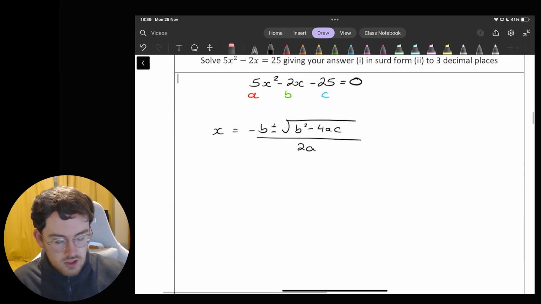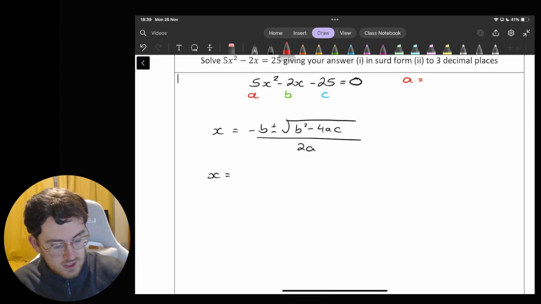So the next thing we're going to do fairly simply is everywhere that we've identified a letter, we might even go to the extra step here of actually writing out what each letter is. So a is 5, b is minus 2, so notice that we're taking the sign with us also. c is minus 25, and we're just going to fill all those letters in.